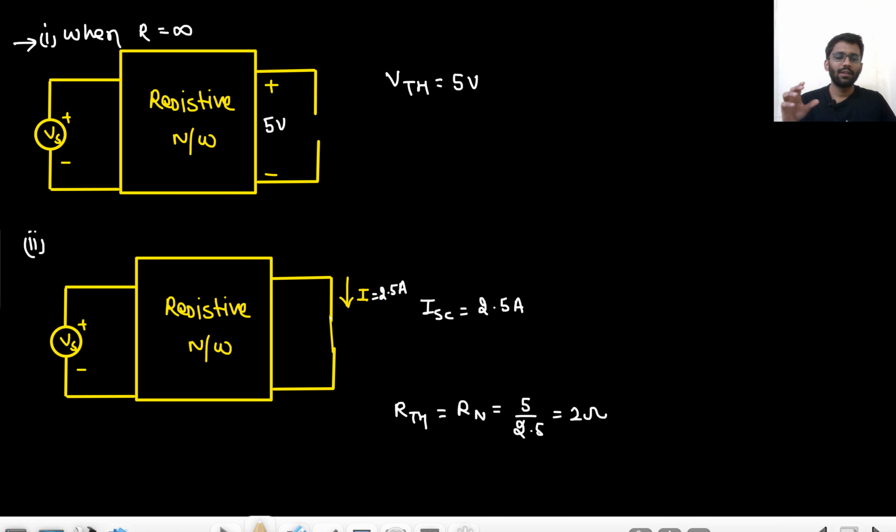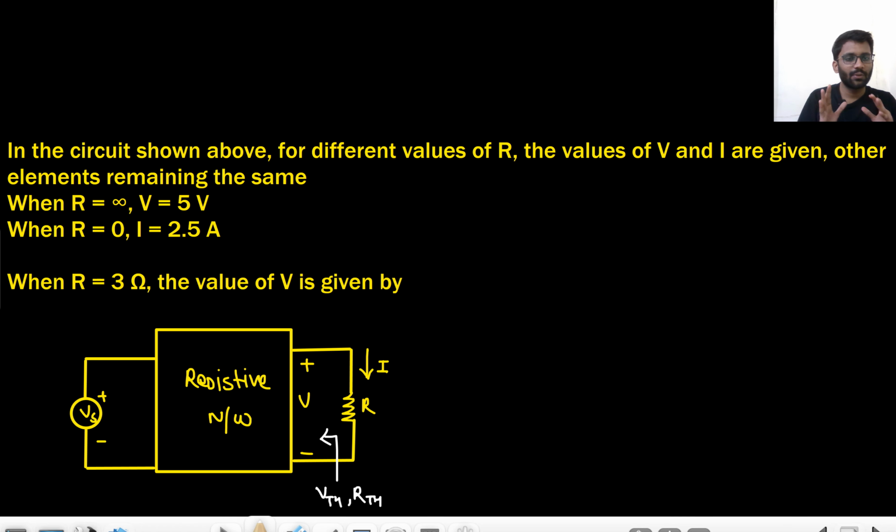What did we do? Whatever information is given to us, that is everything for us. From there only we need to find something. Whenever there is a question where some blocks are drawn and they are finally asking you some voltage or current, always try to reduce that block to a simple equivalent VTH and RTH, and then find whatever they are asking.